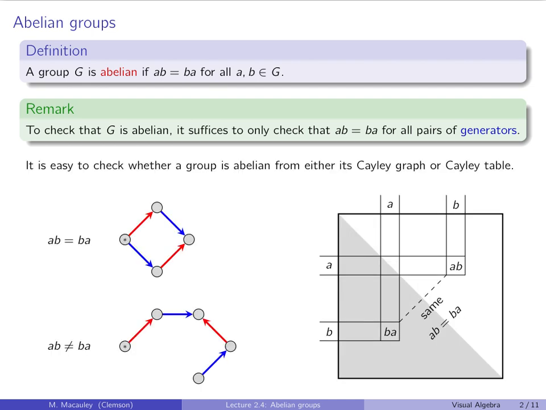It's easy to check whether a group is abelian from either its Cayley graph or Cayley table. So this condition that AB equals BA just means that you have a motif like this throughout the table for all pairs of generators. And if this doesn't hold, then you see like red, blue, backwards red, backwards blue is not going to end up where you started. And here's a picture in terms of Cayley tables. Abelian just means that there's always symmetry about this main diagonal. Both of these images are adapted from Nathan Carter's Visual Group Theory book.